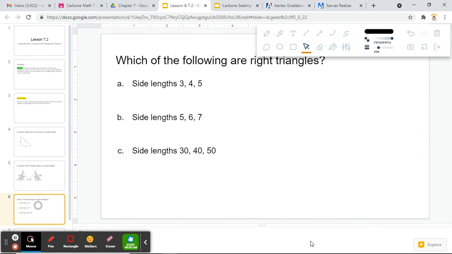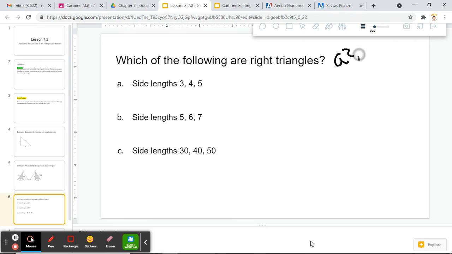All right, just one more example for us here, class. So we want to find which of the following are right triangles. So we just need to plug these into our formula here. I'm going to write it in the top right. Now we just got to plug our numbers here and solve.